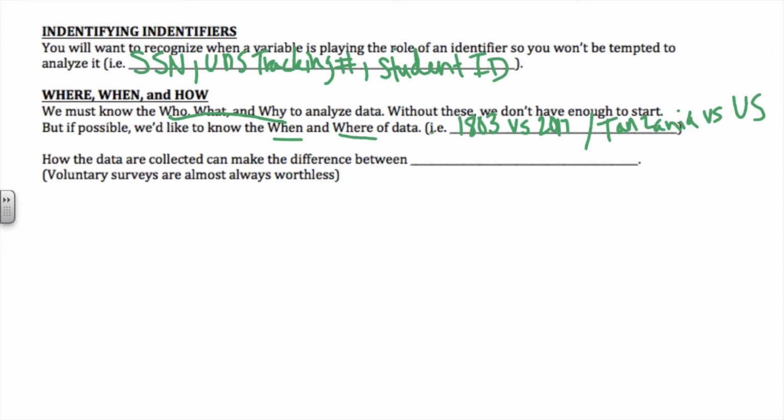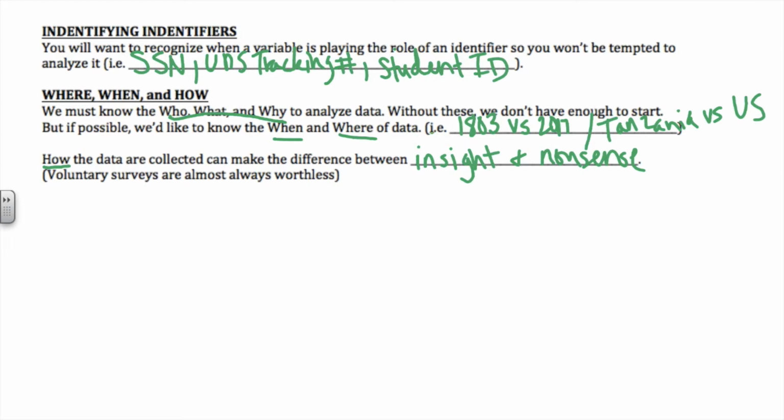Here's our how. We don't always know how the data is collected, but if we do, that can be the difference between actual insight or just complete nonsense.